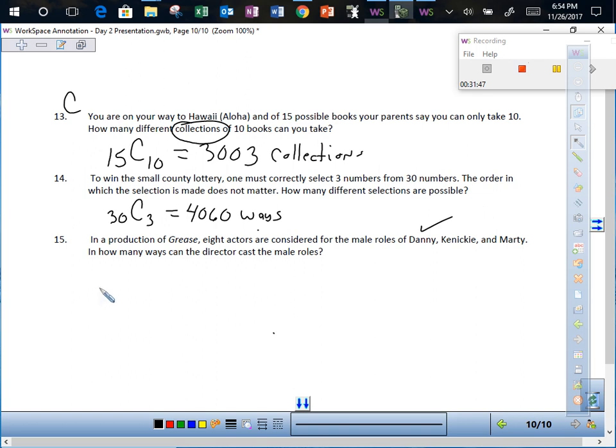So I've got 8 actors to pick from. Order matters, and we're going to pick 3 of them. Or, since order matters, I could go, I'm picking 3. I've got 8 guys to pick from, then 7, then 6. No matter which way you do it, you're going to get the same answer of 336 different ways.